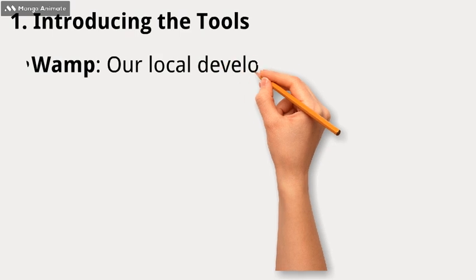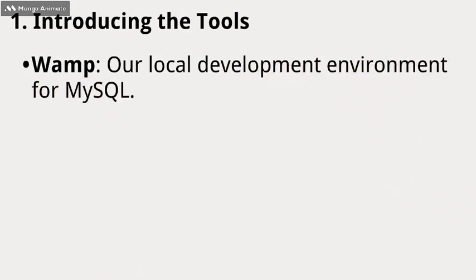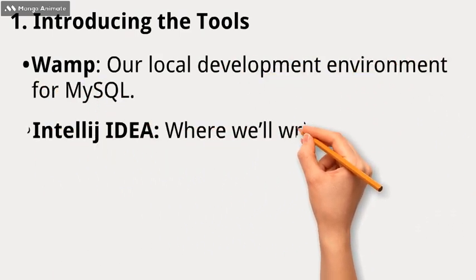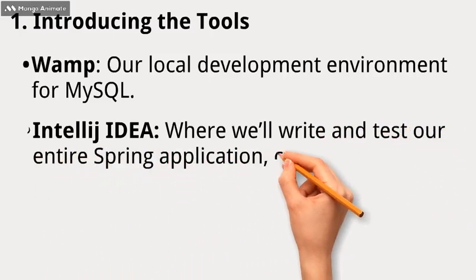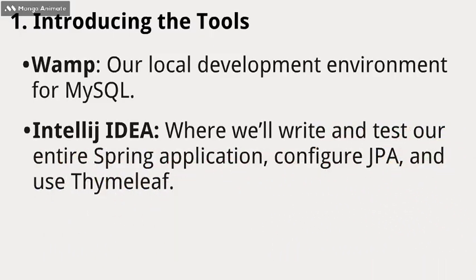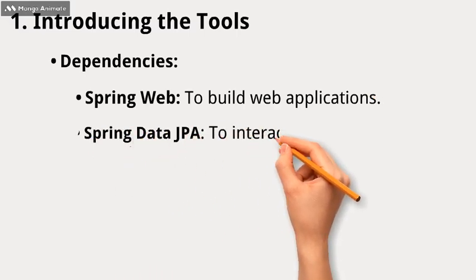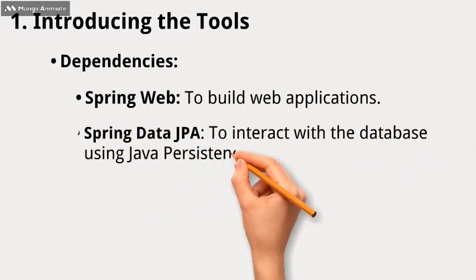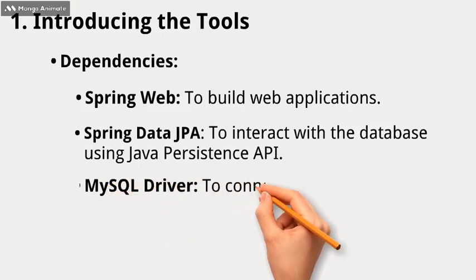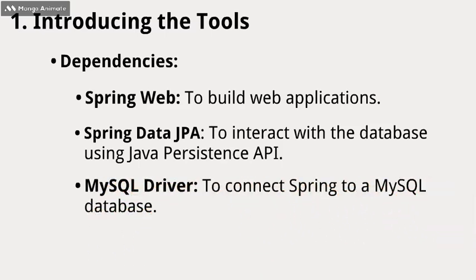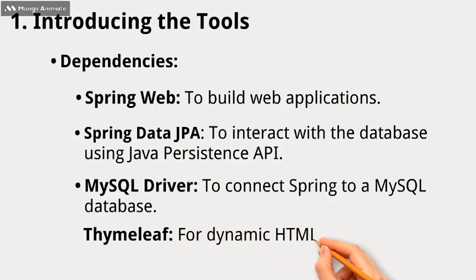Before we begin, let's quickly go over the tools we'll use. WAMP, our local development environment for MySQL. Ensure it's running. IntelliJ IDEA, where we'll write and test our entire Spring application, configure JPA, and use Thymeleaf. For dependencies, make sure to include the following: Spring Web, to build web applications; Spring Data JPA, to interact with the database using Java Persistence API; MySQL Driver, to connect Spring to a MySQL database; Thymeleaf, for dynamic HTML rendering. If you're not familiar with these tools, there are plenty of beginner-friendly resources online to help you get started.